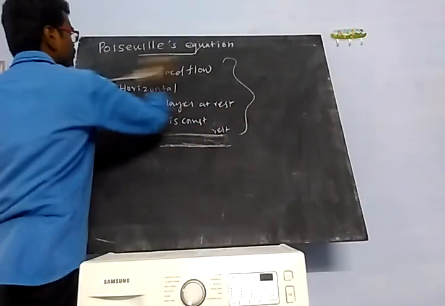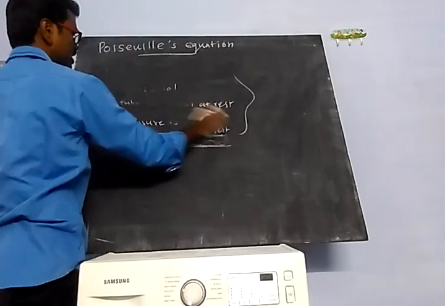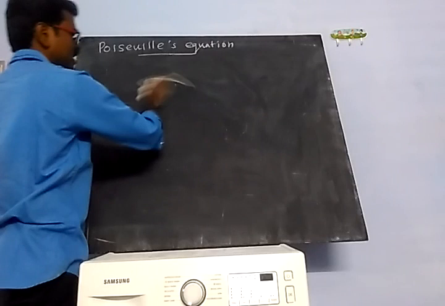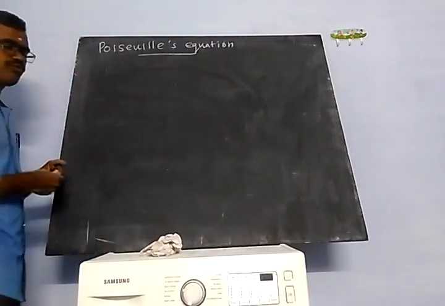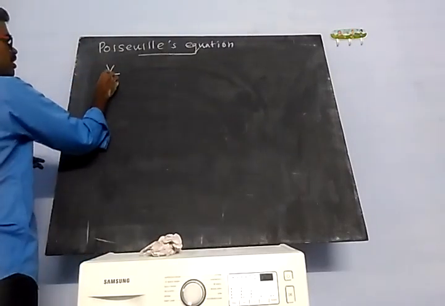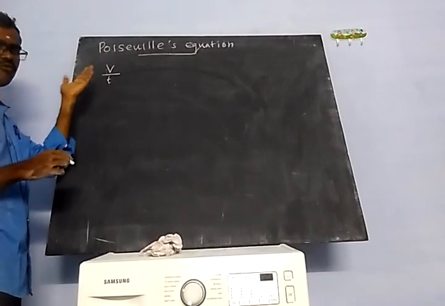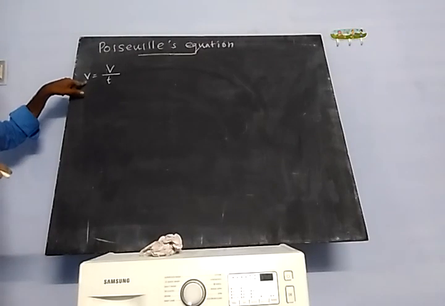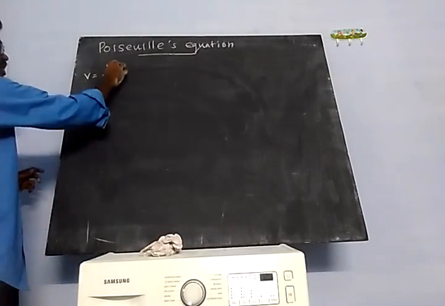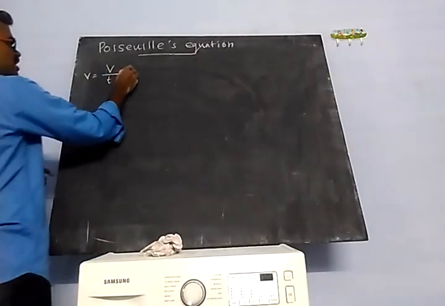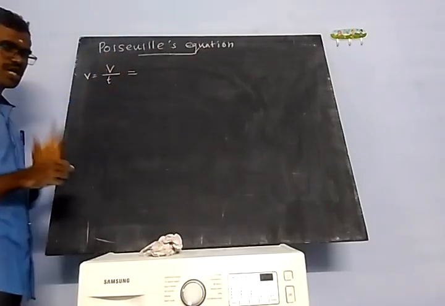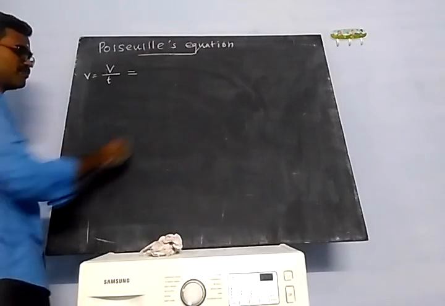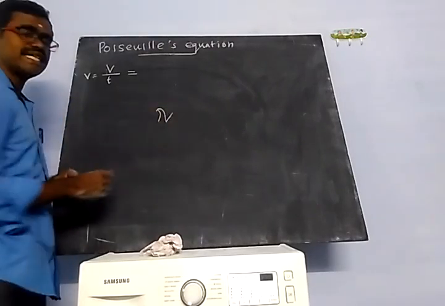Then now we are going to derive the expression for the volume of the liquid flowing per second in a capillary tube. So the volume of the liquid flowing per second, that is volume by time, we can simply say V. V is equal to the volume of the liquid flowing per second. What factors does it depend upon? First one, coefficient of viscosity. The symbol for coefficient of viscosity is eta.